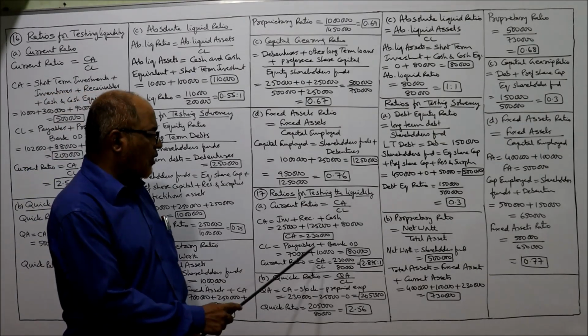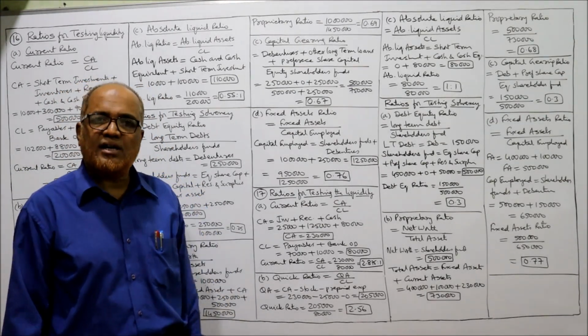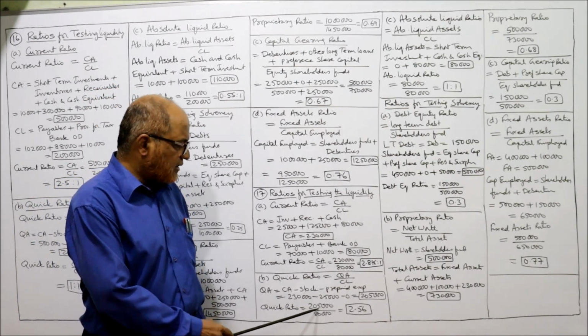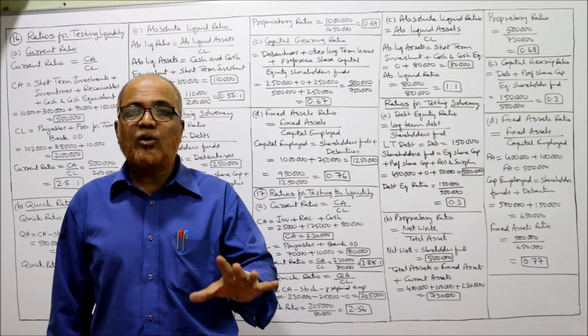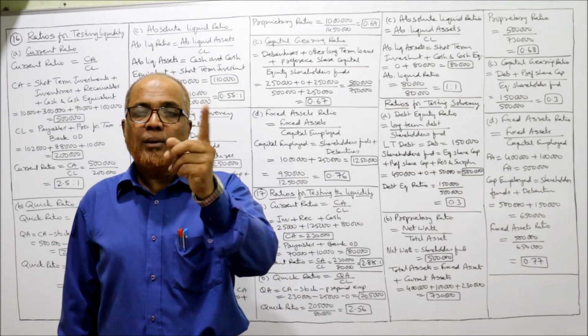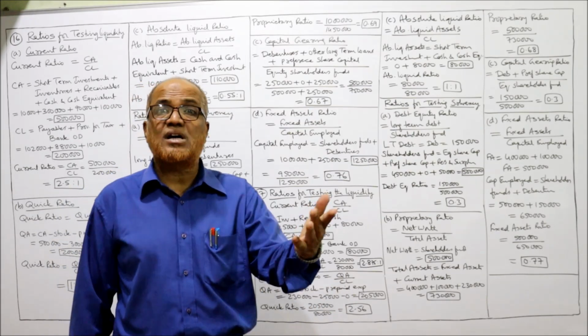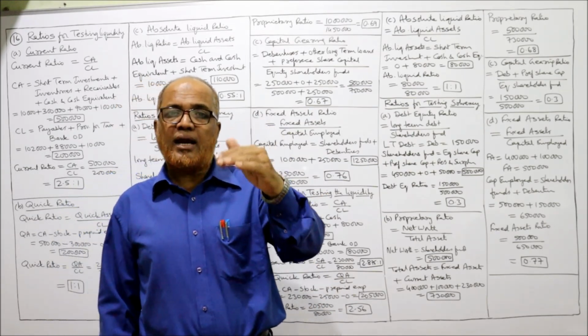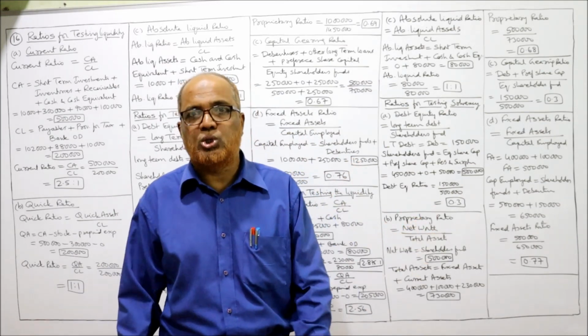And current liability we have already calculated, 80,000. Now 2,05,000 divided by 80,000, 2.56. The standard quick ratio is 1:1. But we have 2.56. It's good. It is above standard. So the current ratio and quick ratio indicate that the liquidity position is good.